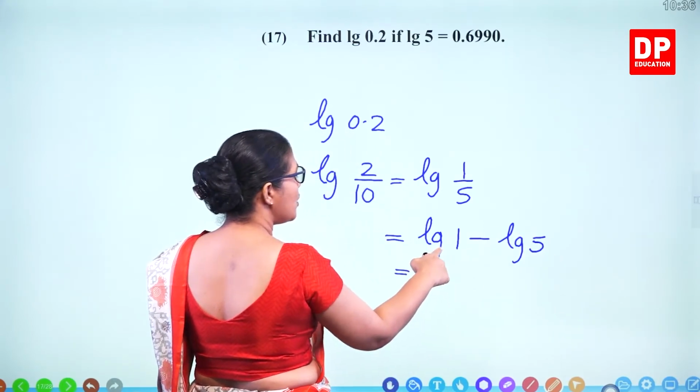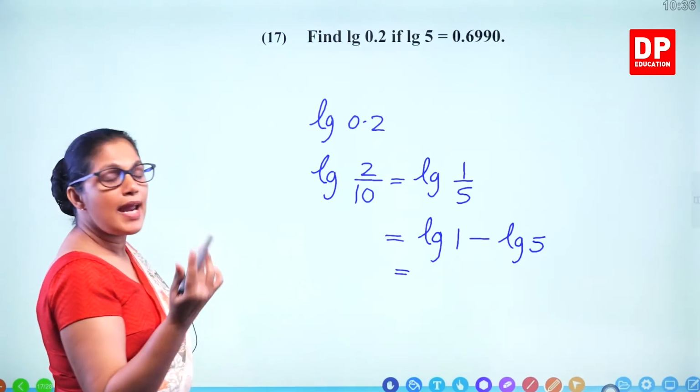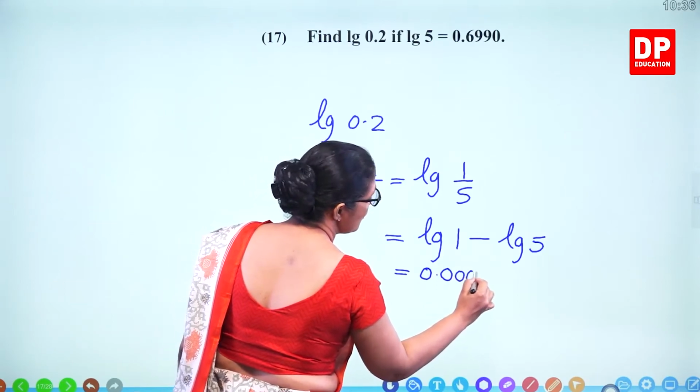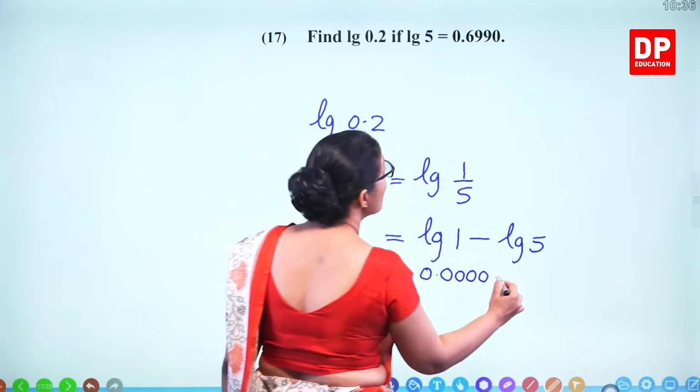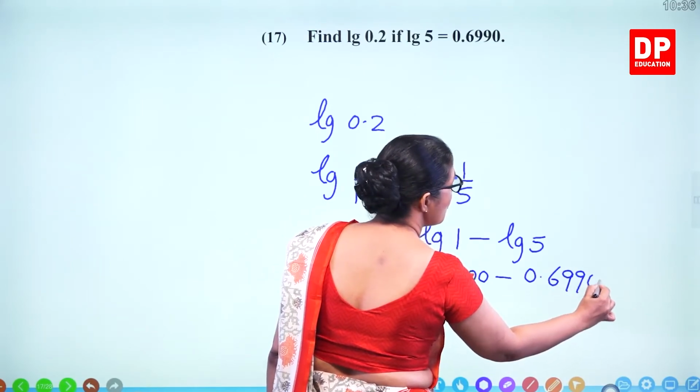We know LG1 means log base 10 of 1. Any base 1 is 0. So this is 0.0000. We'll write 4 decimal places because this is also given in 4 decimal places. So you substitute this value.